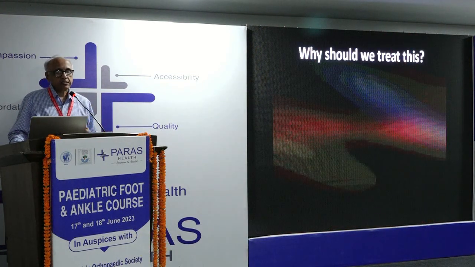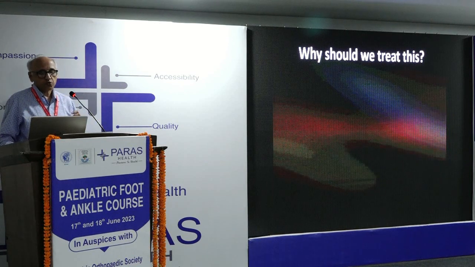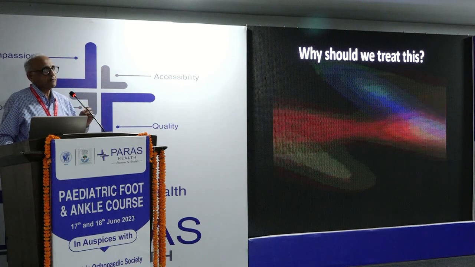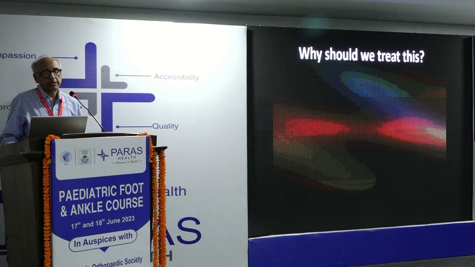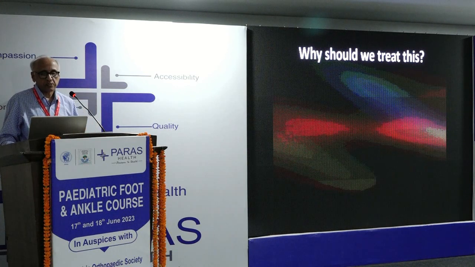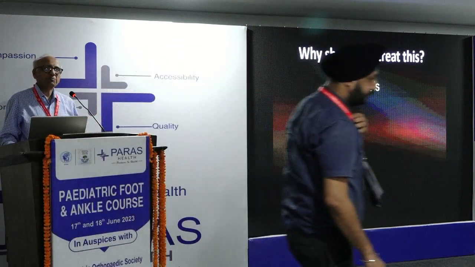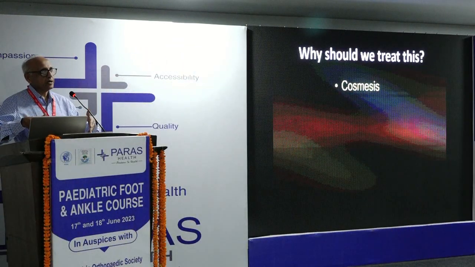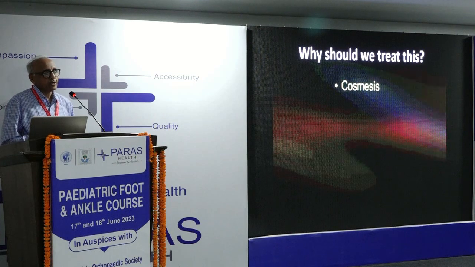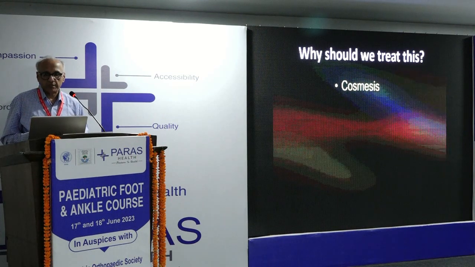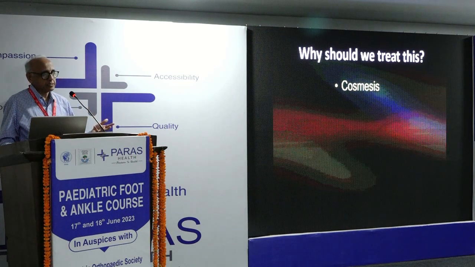So the next question is, why should we treat this? This is very important, because when it comes to explaining to the family, we need to tell this to the family. The first is cosmesis. But a lot of people say that anyway it's going to be hidden in the shoes or underneath the trouser. Why do we then need cosmetic correction?